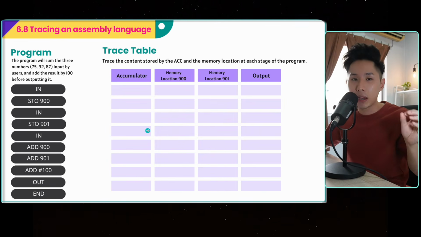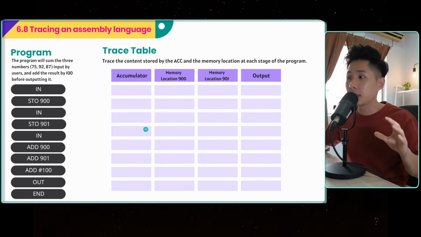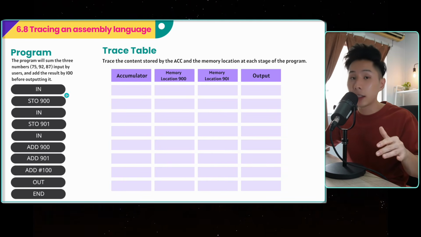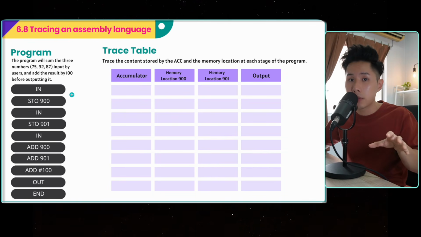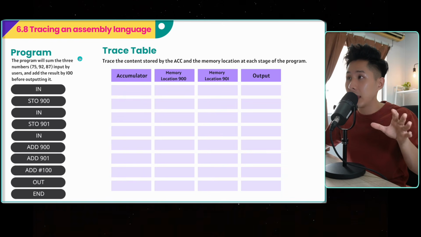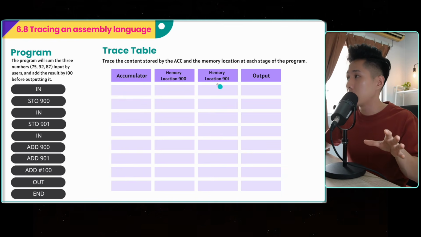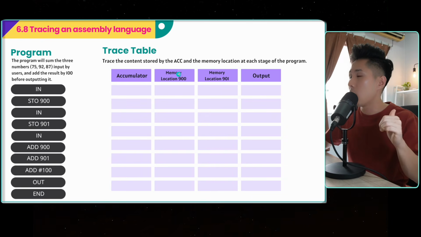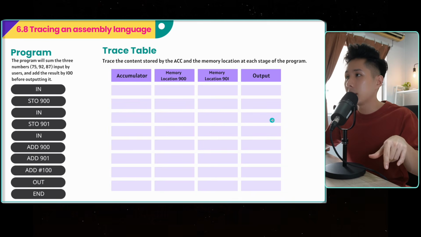The last part of the chapter, which is also a frequently asked exam question. How do we track the value stored at each location throughout the assembly program? So what I have here on my left hand side is the program, and the right hand side is the trace table that you can use to track the value stored in each location. It can be either a register or a memory location. So let's go through this program one by one.